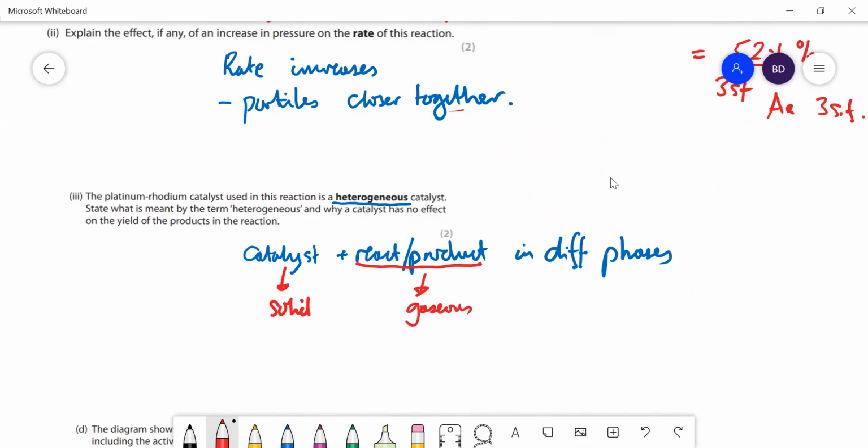Okay, why doesn't it affect the yield? Well, adding a catalyst never affects the position of equilibrium, because the catalyst will increase the rate of the forward and backward reaction equally.